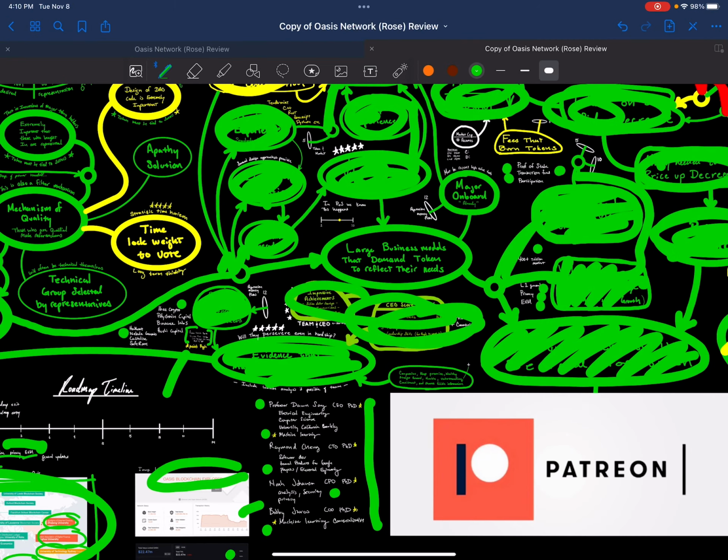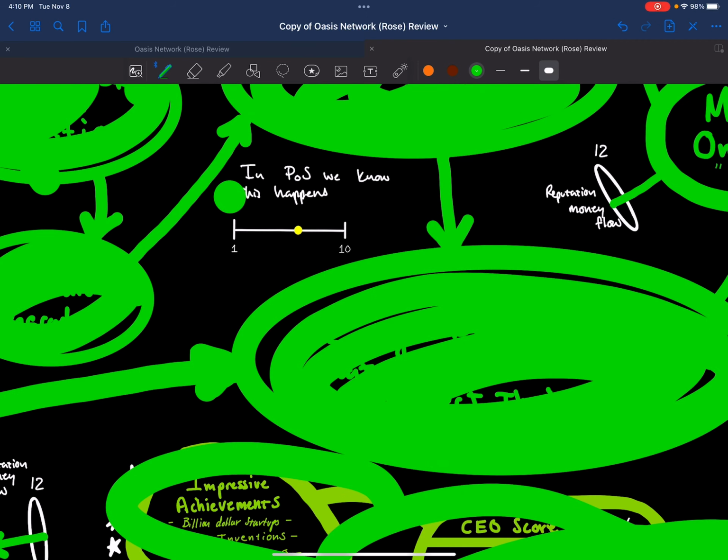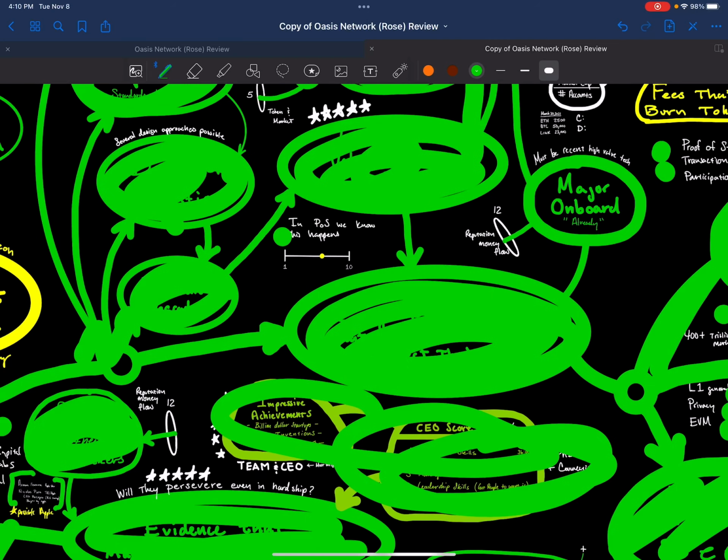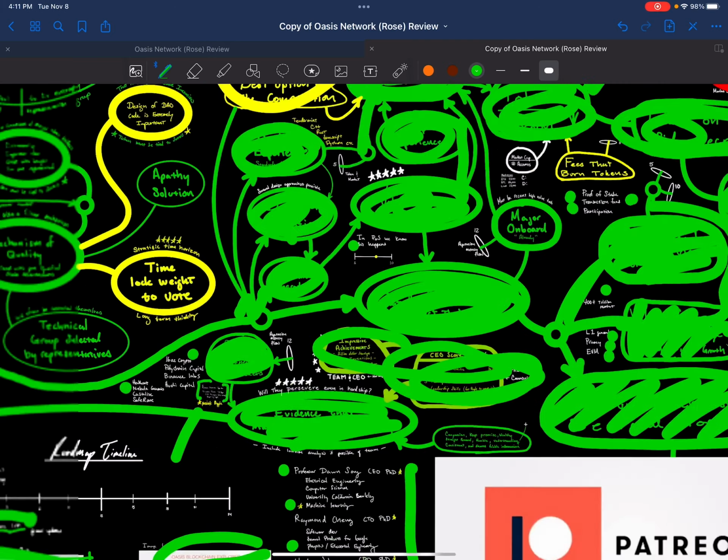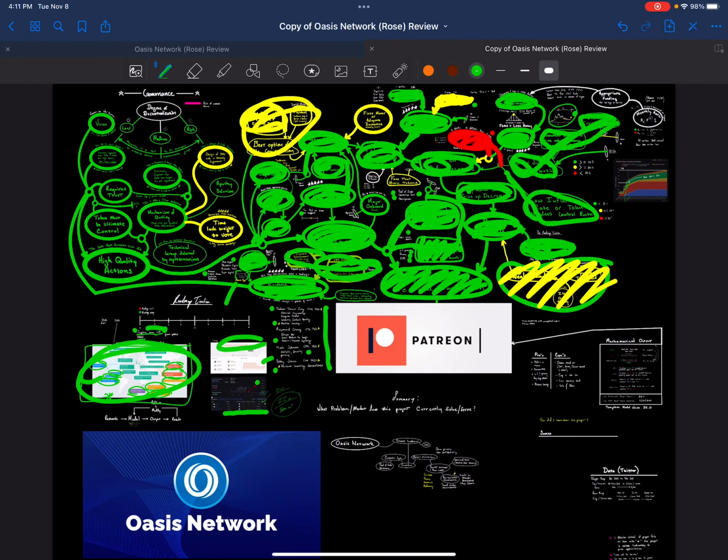As far as large business models that demand the token to reflect their needs, I put neutral, but with proof of stake chains, we know this will happen if a project gets adopted. We've already seen the evidence for Ethereum that some projects will want to hold the token, if it's a successful platform, to be part of the validator set. So yes, I believe it's just as much as any other proof of stake chain having that incentive for business models to hold the token. All right, so that's a general run through of the model.